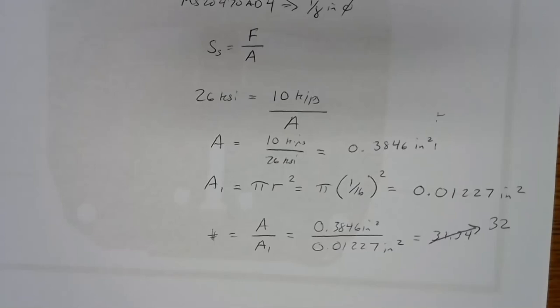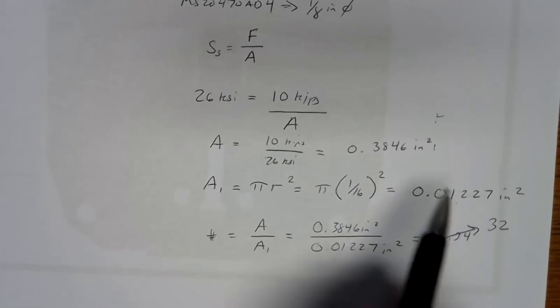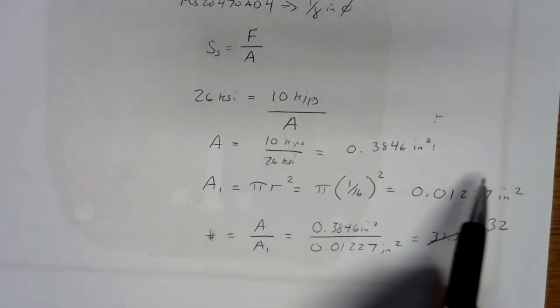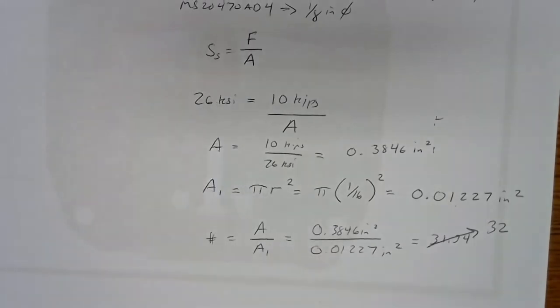And you could go back and rework it and say, if I have 32 rivets with 0.01227 square inches each, and I'm holding 10 kips, 10 divided by that total area will give you a stress that will be just a little bit below 26 KSI. So that's how we handle shear problems, especially rivet problems. We figure out the area we need so we don't overstress and shear through the material, and then we figure out how many rivets we'd need.